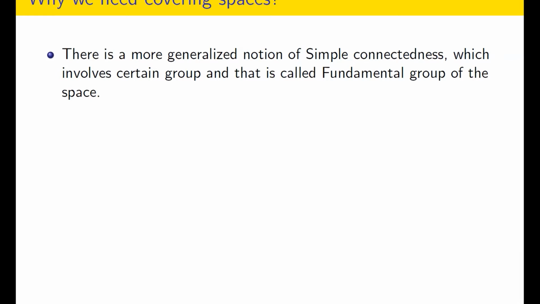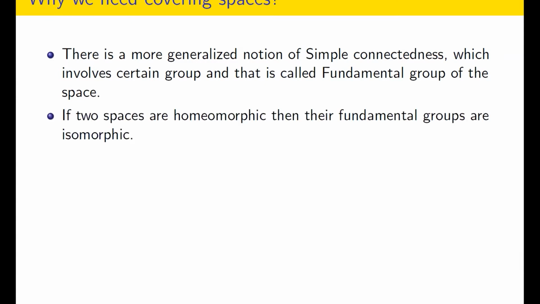So we have a difficult problem: whether two objects are homeomorphic or not. To resolve it, we introduce the idea of the fundamental group. Now, what can we say? If two spaces are homeomorphic, then their fundamental groups are isomorphic. So if we check the fundamental groups and find they are not isomorphic, then immediately we can tell the spaces are not homeomorphic.